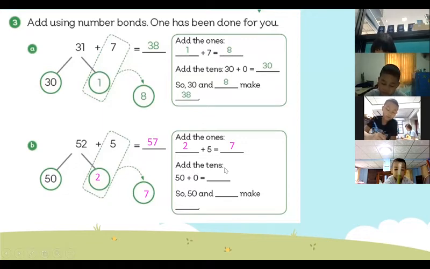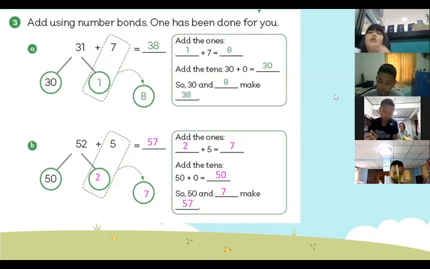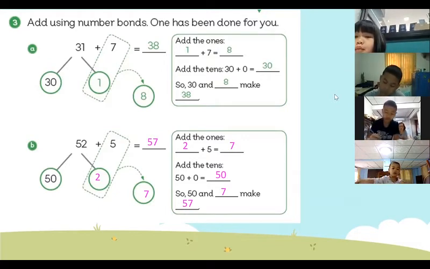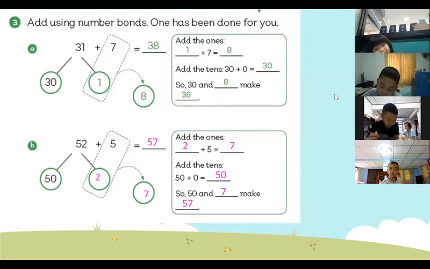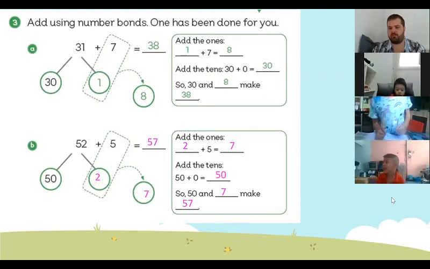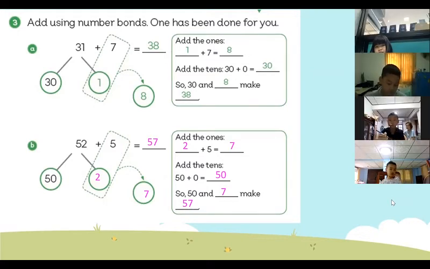Okay, next, add the 10. So if you remember, there's no 10 in 5. So 50 plus 0 was 50. Very good. So 50 and 7 make 57. Very good, everybody. Does everybody understand? Yes. Okay. Everybody finished? Nawa, are you finished? Yes. Okay. Very good.